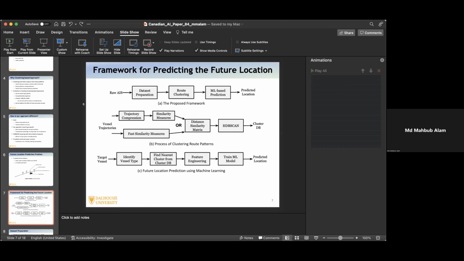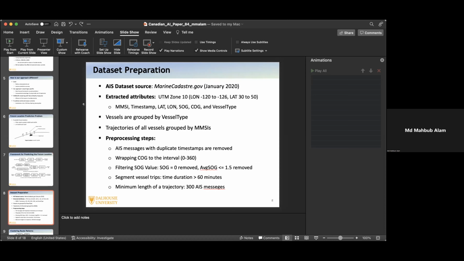This model consists of three modules: dataset preparation, route clustering, and a machine learning based prediction model. In our first module, we collected one month of data from maritime.gov. We selected a geographical zone and extracted the data for that zone. Since vessel type is very important in our case, we grouped all the vessel trajectories based on the vessel type attribute, and then we combined the trajectories based on the vessel attribute MMSI.